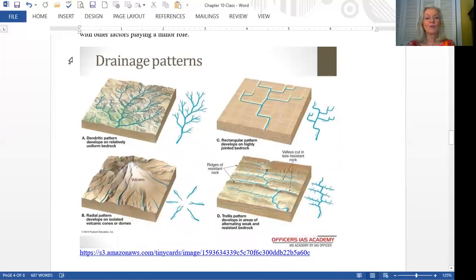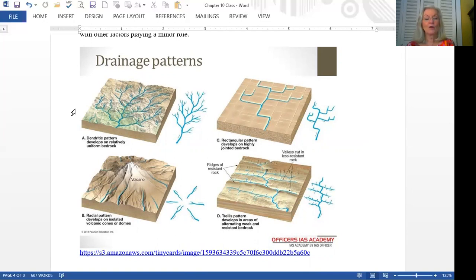So the first one is the dendritic drainage pattern. It is described as looking like a tree branch. The one to the right of that is the rectangular drainage pattern, and it has branches that make sharp turns.